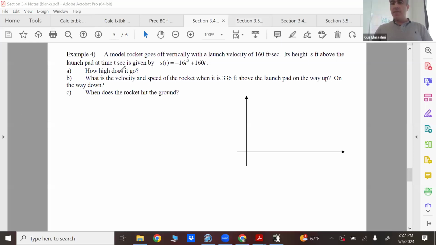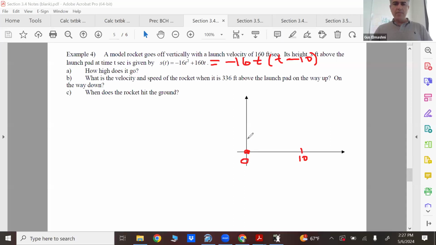All right. So anyway, you've got a rocket here. It's on page 5 of the 3.4 notes. It has an initial launch velocity of 360 feet per second. And the model is this equation right here. So you can actually factor out -16 and a t. So you should get t minus 10. Okay. So you have 0 and 10.